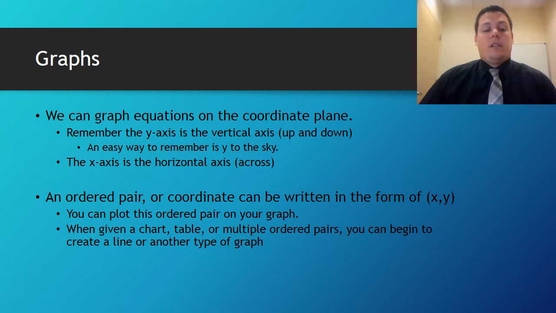Alright, so graphs. We can graph equations on the coordinate plane. And remember, a coordinate plane is something like this. So we have two sets of axes, one going vertical, one going horizontal. Remember, the y-axis is the vertical axis. The easy way to remember that is y to the sky. Then x is across.